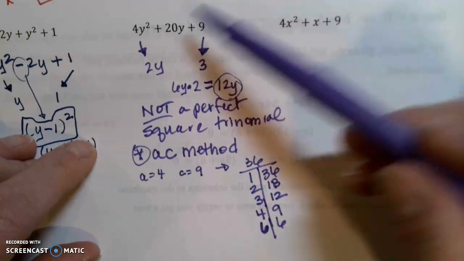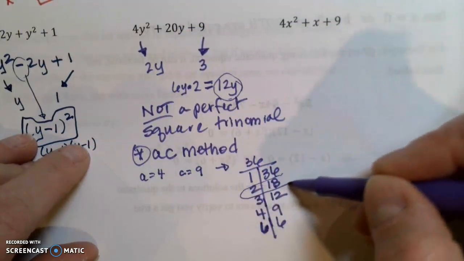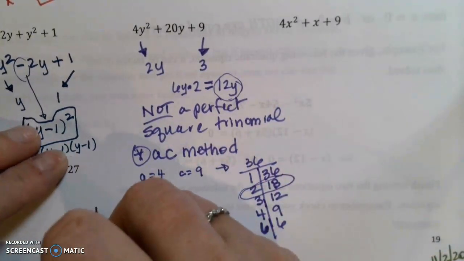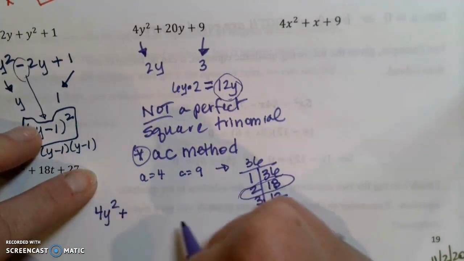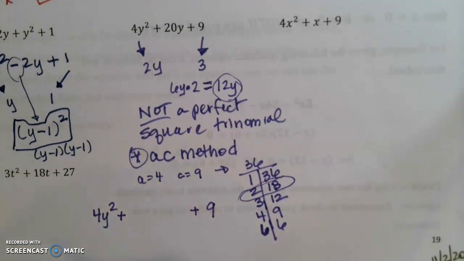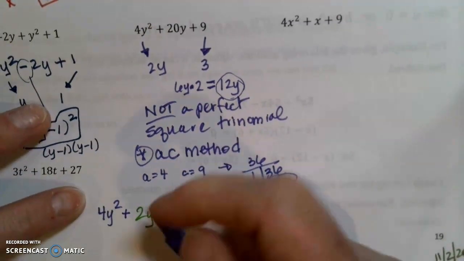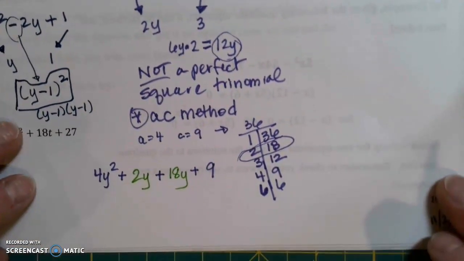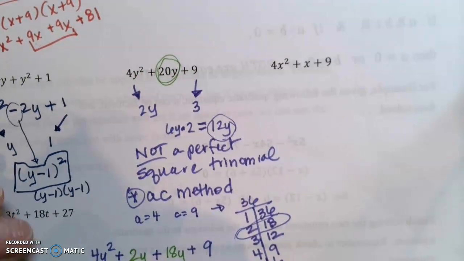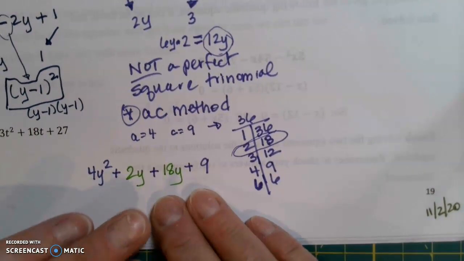So to get 20 as my middle term, which one is going to give me that? That would be the 2 and the 18. So instead of the 20y, we are going to put 2y and 18y. So these still add to the 20y that we had in the original polynomial that we're factoring. And now I have forced a 4-term situation.